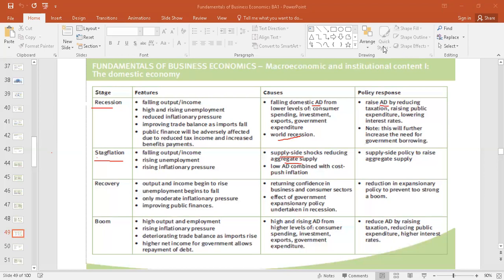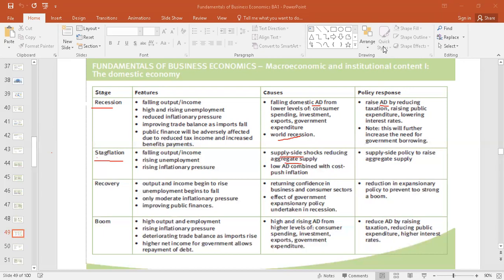Then we talk about the recovery stage, recovery from the recession, the stagflation. Then when the economy recovers, it says output and income begin to rise. Then unemployment begins to fall, activity increases in the economy, output increases, production increases. People find work, then their income levels increase. Only moderate inflationary pressures, improving public finances.